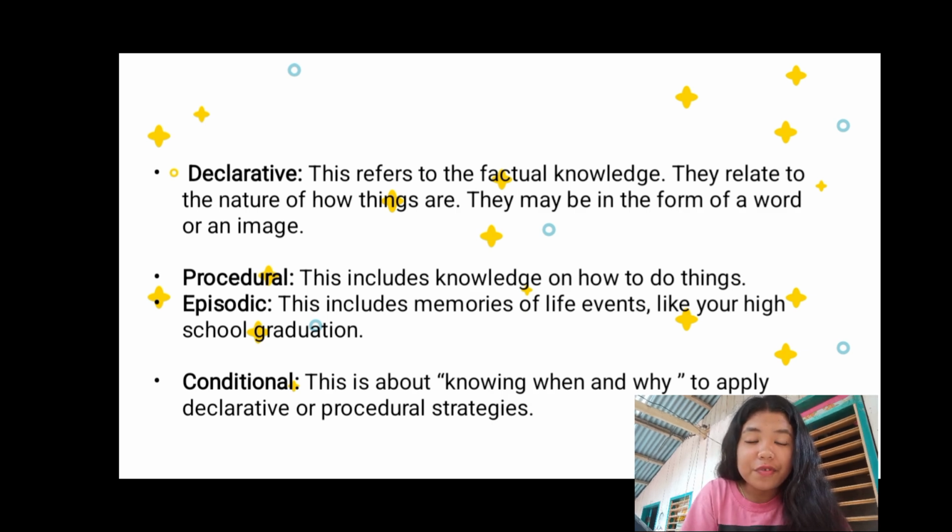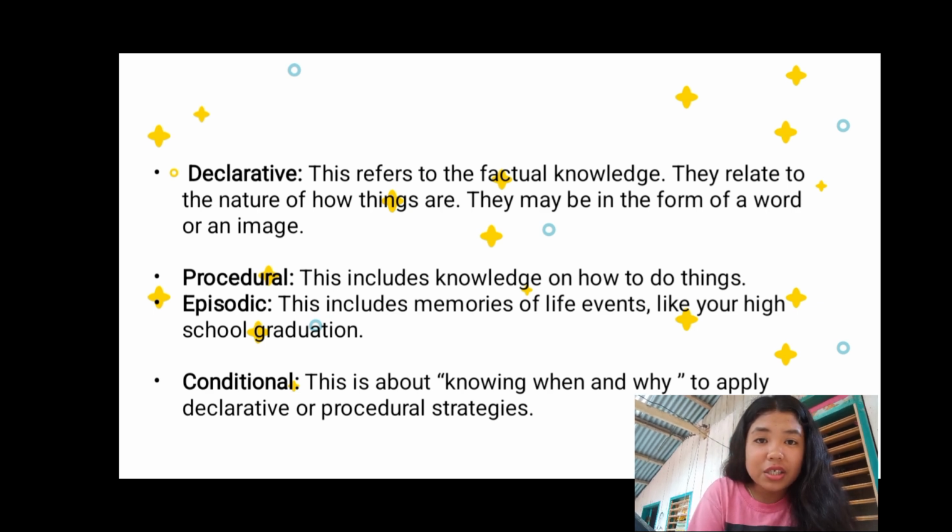And the next type of knowledge is the episodic. Episodic knowledge includes memories of life events, like your high school graduation or your first day of class that is really memorable to you, that you cannot forget.